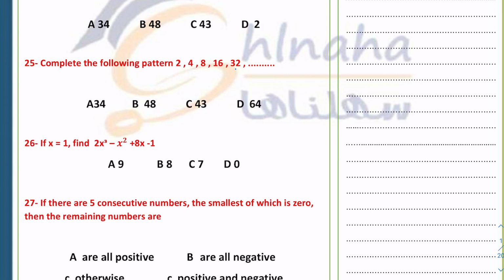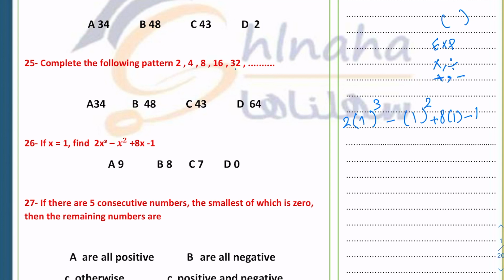Question number 26. If x equals 1, calculate. I will write 2 x power 3, and I will put 1 here. Negative 1, which is power 2, plus 8 times 1, negative 1. The order of operation is brackets, exponent, multiply or divide, plus or minus.